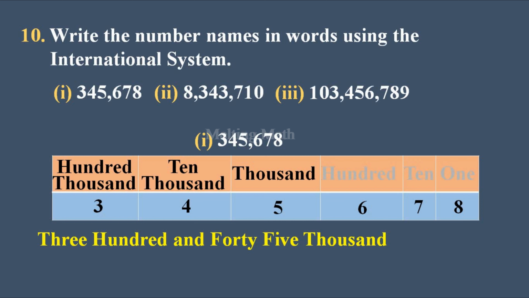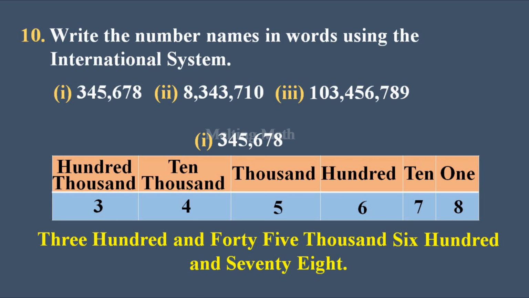Then 100, 10 and ones come under the ones period. So here 678 is there. So just write 678. So that's it. This is how we have to convert a number into words. Next, see the second one.